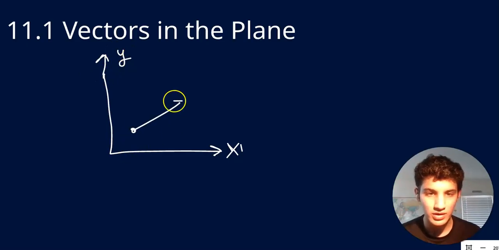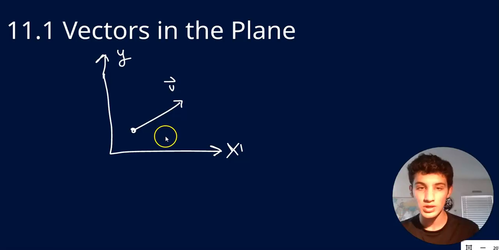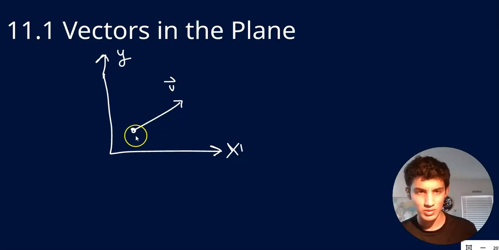And then let's say we have a vector like this, and we'll call this vector V. I'll explain what all this means, but this is what we're considering. We're not yet considering three-dimensional vectors. Okay, so this is where we're starting.